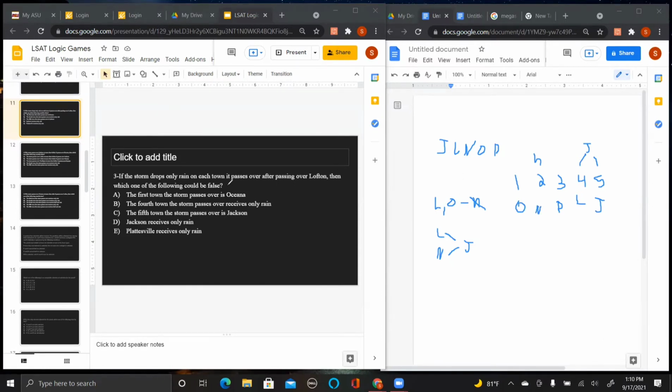So which one following could be false? So everything else is going to be true, I think. So the first town passes over is Oceania, true. Fourth town storm passes over receives only rain. Yep, because Lofton can only receive rain, cannot receive hail, remember?